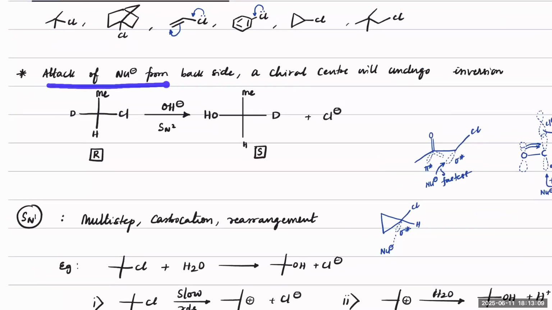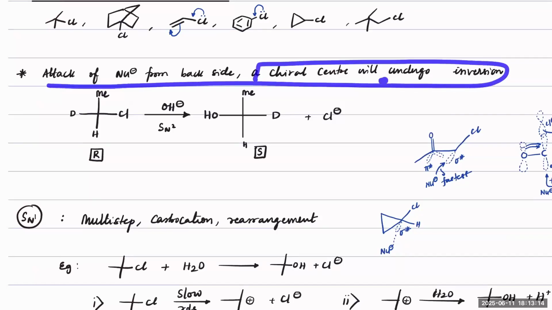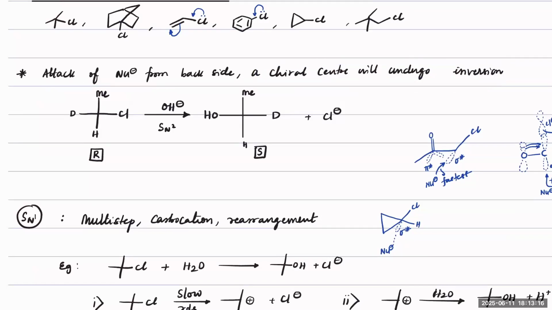If you notice the attack of the nucleophile from the backside, a chiral center will undergo inversion. For example, if there is an R group here, OH minus will always attack from the backside to the sigma star orbital, removing this chlorine. When it attacks from the backside, this D will come to the other side and thus this will become the product. Now if you notice the configuration, if this was R, this will become S. This type of inversion is called Walden's inversion.